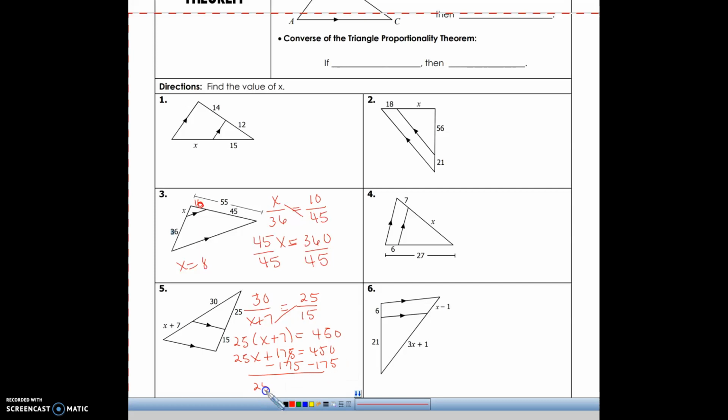I get 25x equals 450 minus 175, which is 275. I'm going to divide both sides by 25. And that gives me that x equals 11. Okay, I want you to pause the video and try 4 and 6 now.